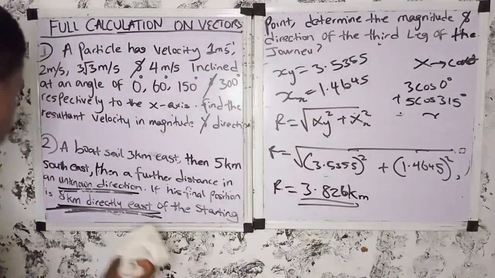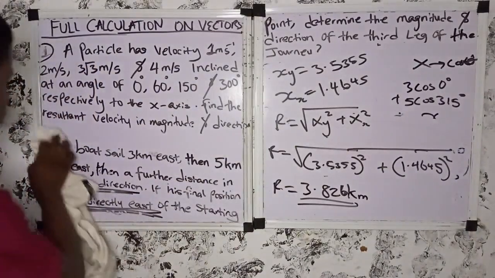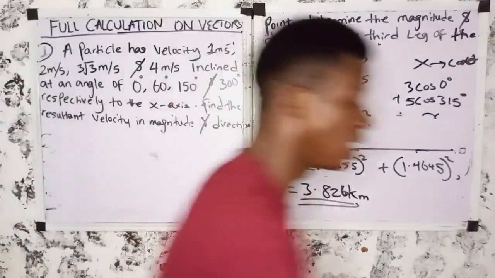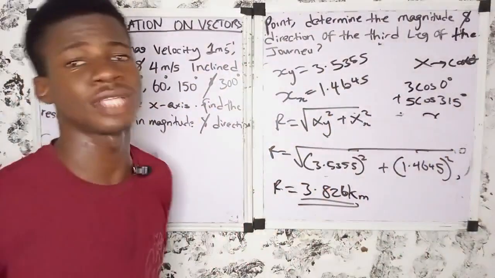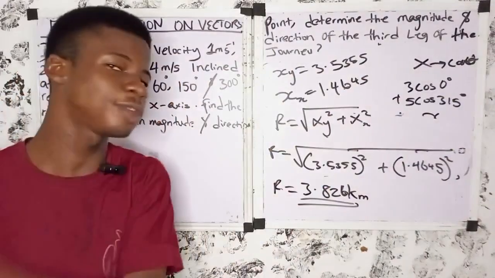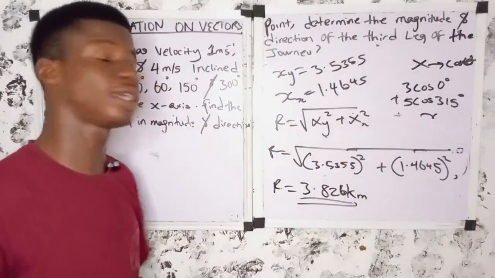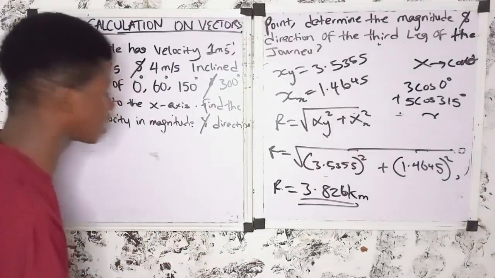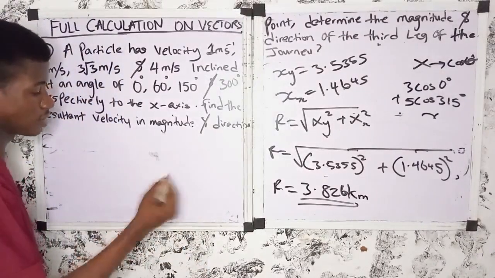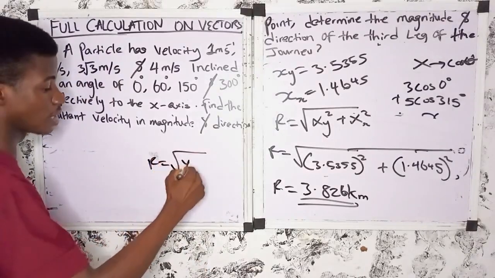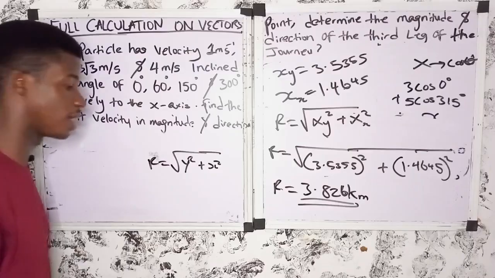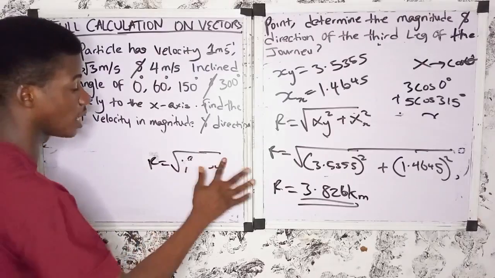Okay, let me clean here. To look for a direction is very easy. Now how are you going to look for a direction? I've taught you guys this in our previous class in vector. To look for the resultant, I told you the resultant is equal to the square root of y square plus x square.